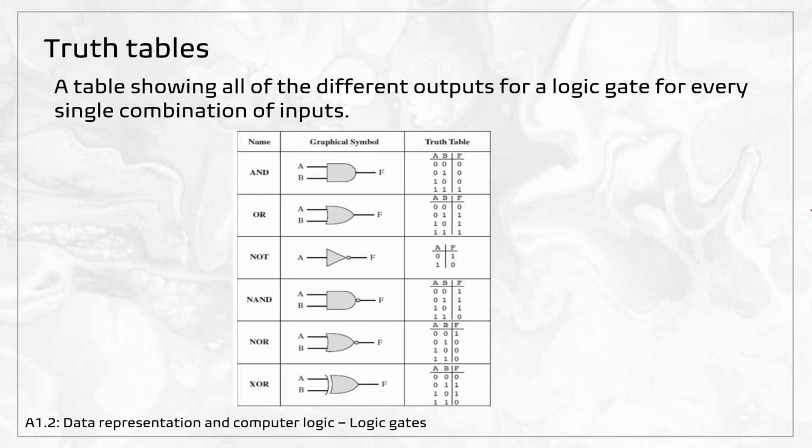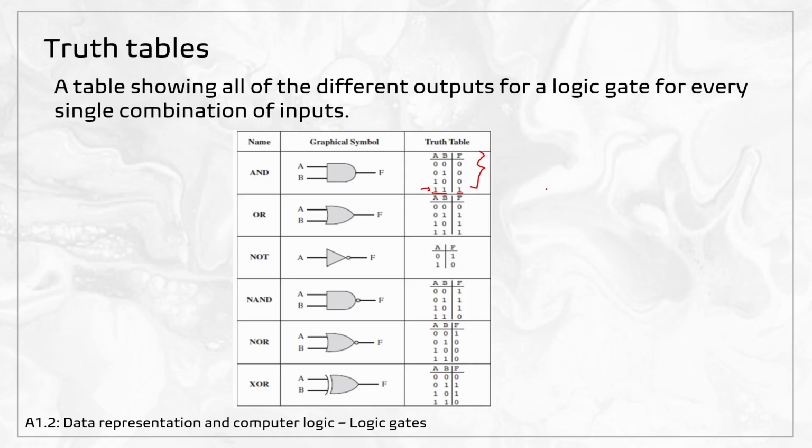Each logic gate has an associated truth table, which is a table showing every single possible output for every possible combination of inputs. Using these, we can understand what each gate does. For example, the AND gate outputs a 1 if both input bits A and B are 1, which is shown here, where only this row where A and B are both 1 outputs a 1.